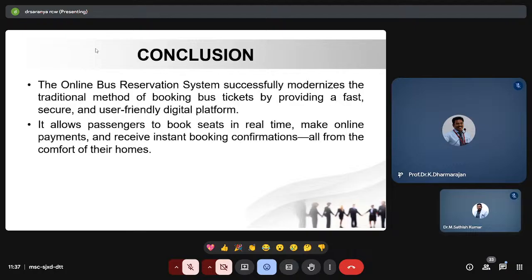Online bus reservation system successfully modernized the traditional method of booking bus tickets. It provides a secure and user-friendly digital platform. Thank you.